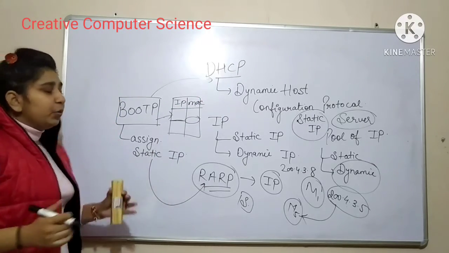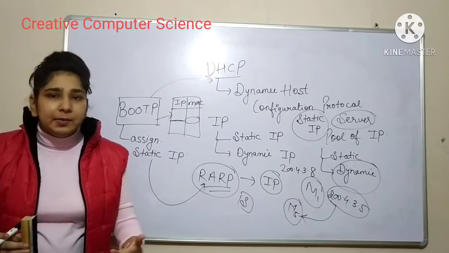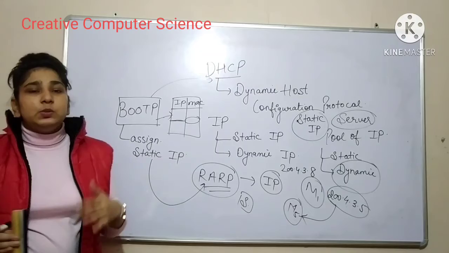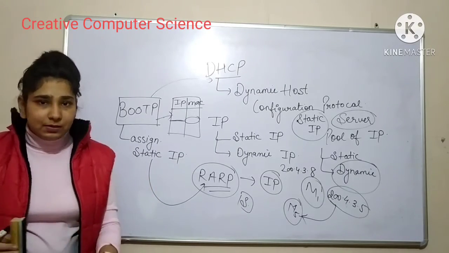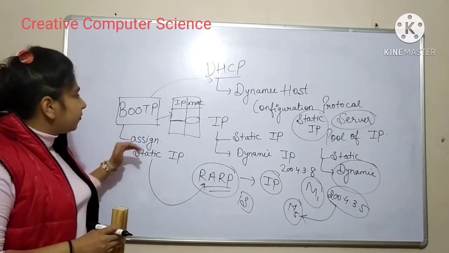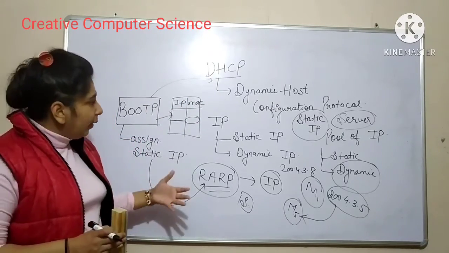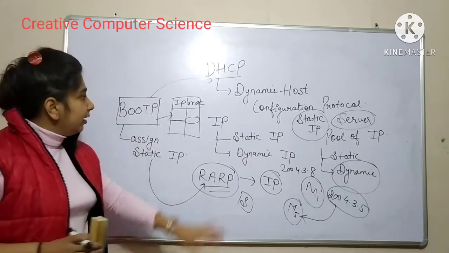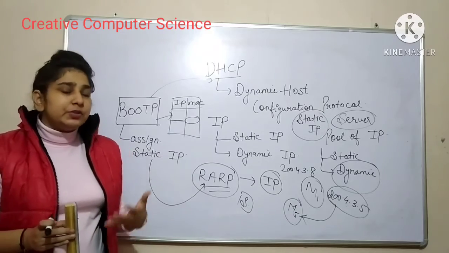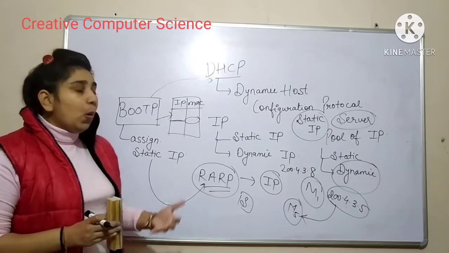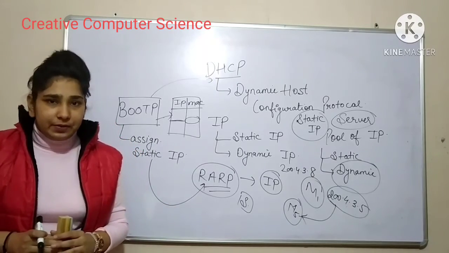Initially we were using BOOTP, where we gave a static IP to each and every device. But in that case we were really running short of IP addresses. So we switched from BOOTP to DHCP. Now in DHCP we give static IP addresses to the servers, and to all the clients we give dynamic IP addresses.